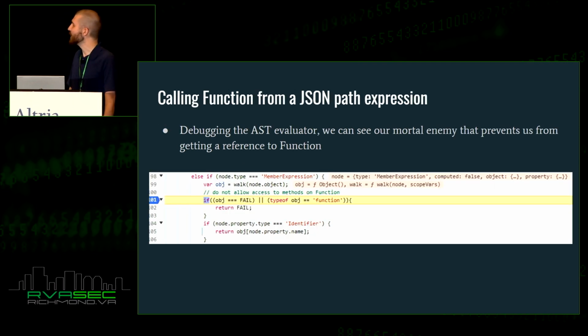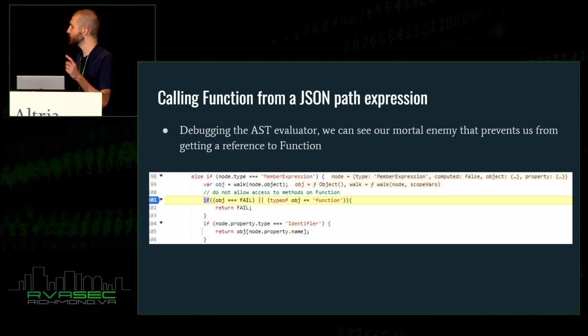Unfortunately, static eval does not want to let us do this. So debugging it, I'm skipping a lot of other checks that aren't really relevant for this. This is kind of the mortal enemy, so I'll break this down a bit. Essentially, the member expression AST evaluation step, which is like calling dot constructor. When we're calling dot constructor, that's a member expression. It's getting a member of an object.